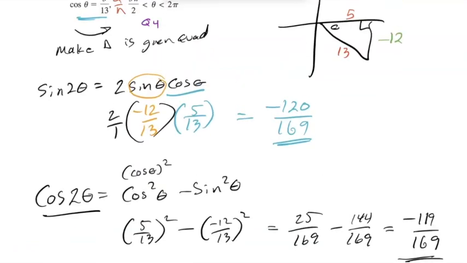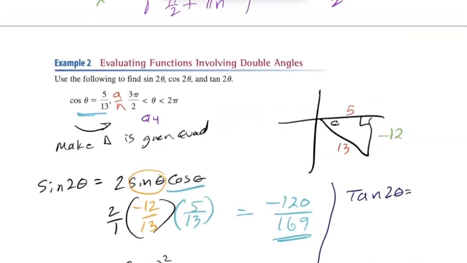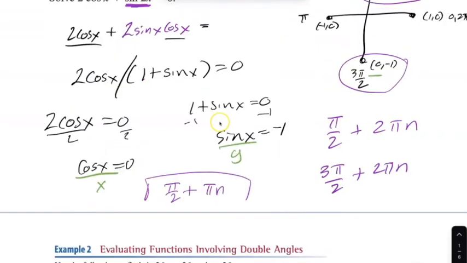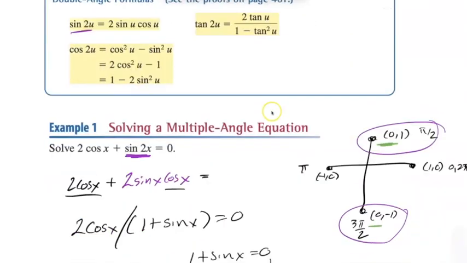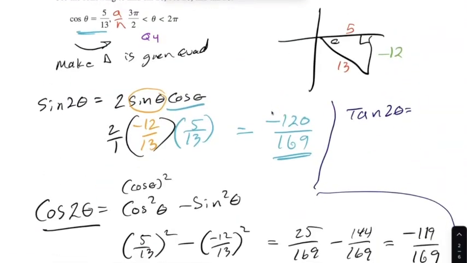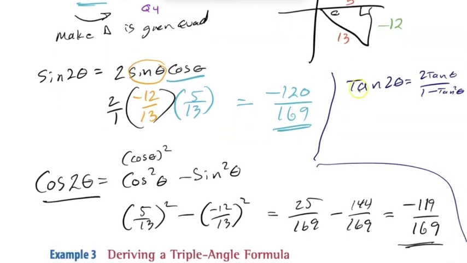They also want tan 2 theta. We're running out of space here, but I'll put it right here. Tan 2 theta. Right, so there's a couple ways we could do tan. We could use a formula, 2 tan u over 1 minus tan squared. So we could do 2 tan theta over 1 minus tan squared theta. Or tan is just sine over cosine. I could just do sine over cosine and reduce it. Either way works. I guess I'll use the formula because we have it here.